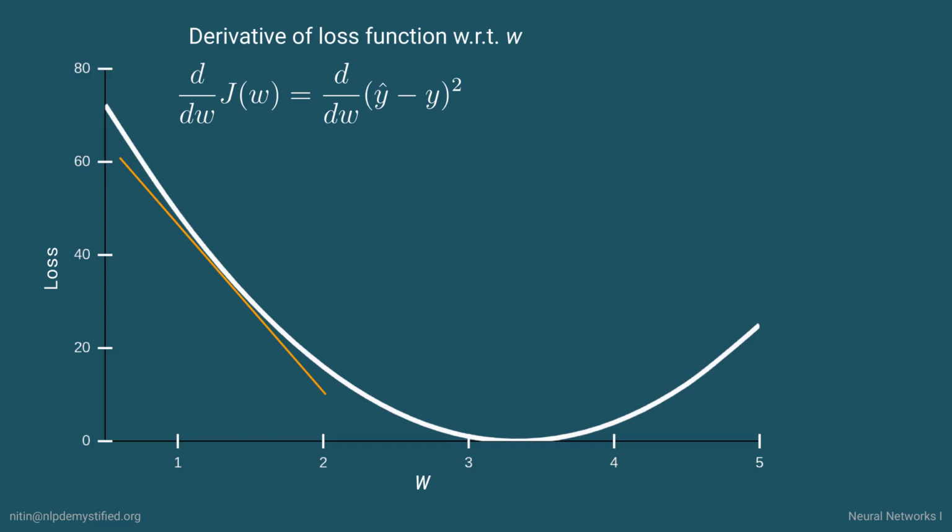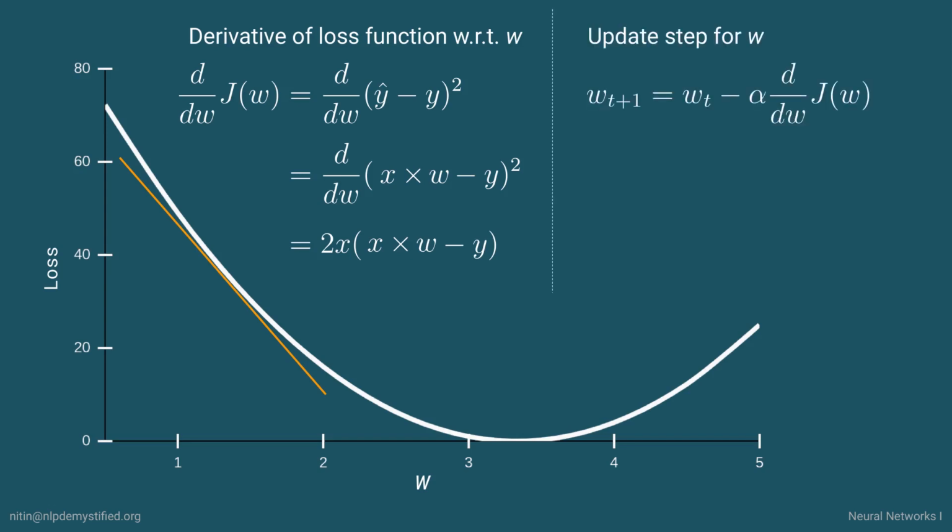This is the loss for a single example. If we expand y hat, we get the original equation x times w. And by the chain rule, we arrive at the derivative. X and y are both static in this case, so this effectively tells us how the loss changes for every unit change in w. We now have everything to algorithmically update w.